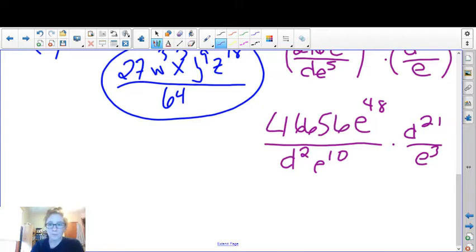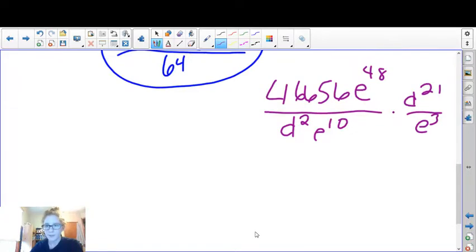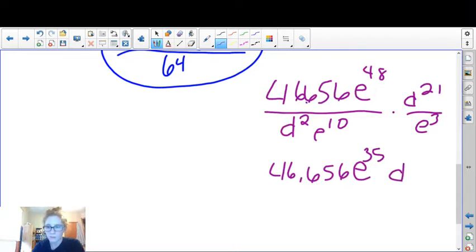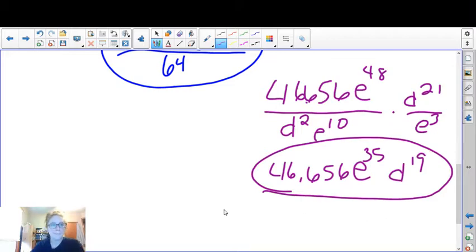Okay, which then I get 46,656, e. I have 13 total on bottom, so 48 minus 13 is 35, and then 21 minus 2 is 19. And that's my final answer.